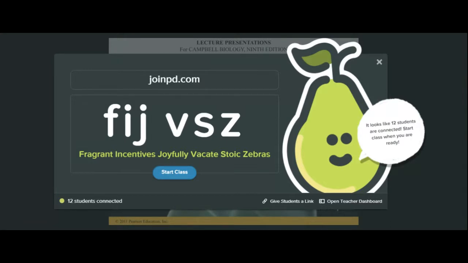Some music, some Pear Deck joining music. Peppier than that. Oh, it's so boring. There we go. Pear Deck joining music. Let's go. Wow, you guys are fast.